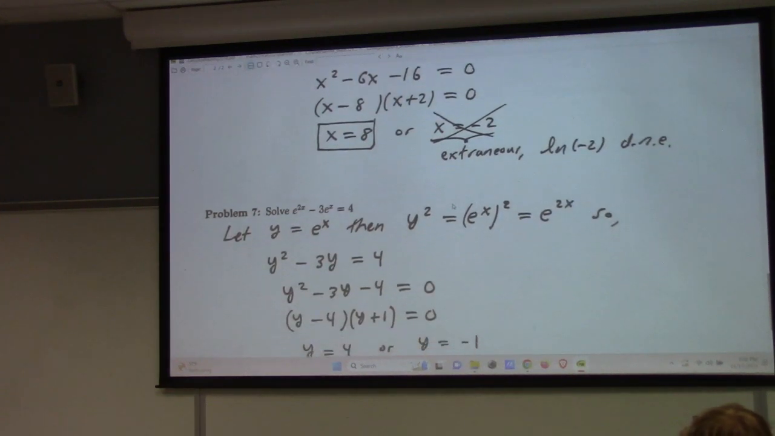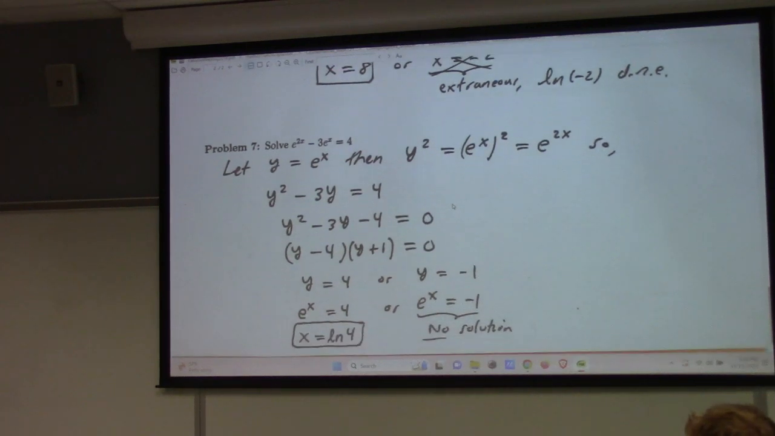Problem 7 is one of these newfangled quadratic substitution problems. We've seen something like this before. I will acknowledge it's a little bit trickier, but you can do it. Whenever you see a sum or a difference of exponentials, probably it's one of these problems. If I let y equals e to the x, then y squared is e to the x quantity squared, which by the laws of exponents is e to the 2x. So with this substitution, this becomes y squared minus 3y equals 4, which gives y squared minus 3y minus 4 equal to 0.